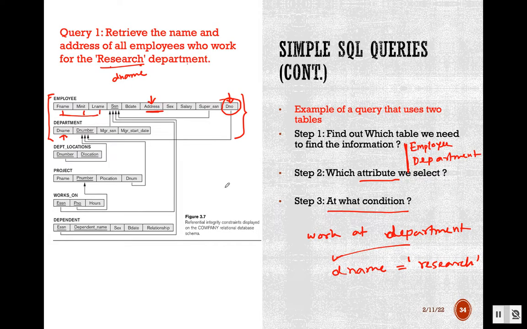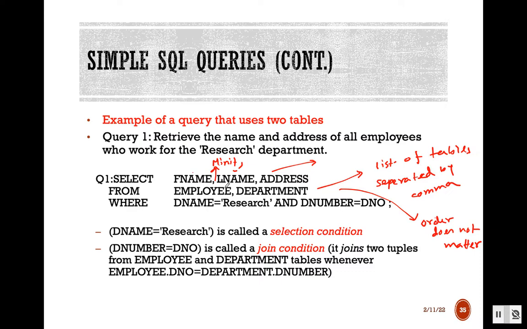All right. So how are we going to write the query? Here we are going to select the attributes from employee, department, and the conditions. The first condition is D name equals research, and D number equals DNO. So this D number is from the department table, and this DNO is from the employee table. It looks like this condition is somehow new. It's a new condition.